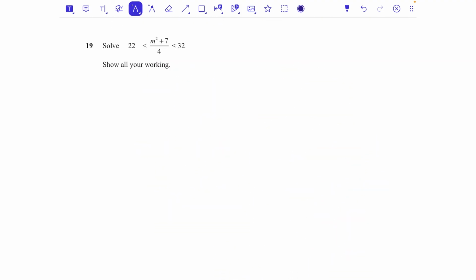Question number 19. Solve 22 is less than m squared add 7 over 4, which is less than 32. Okay, so I've got a double inequality here. Now, you can take this and solve it, and then take this and solve it. That would work.